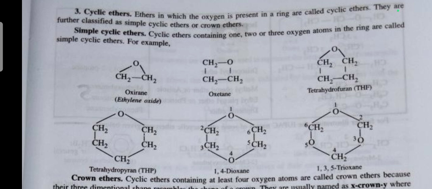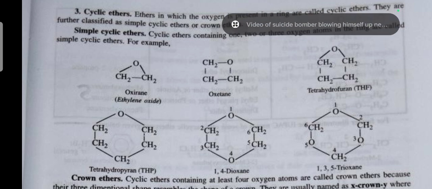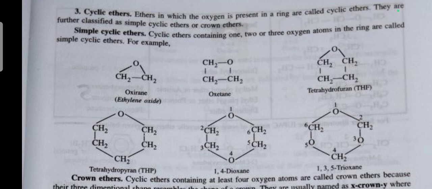Third, cyclic ethers. Ethers in which the oxygen is present in a ring are called cyclic ethers. They are further classified as simple cyclic ethers or crown ethers. Simple cyclic ethers. Cyclic ethers containing 1, 2, or 3 oxygen atoms in the ring are called simple cyclic ethers. For example, oxirane, oxetane, tetrahydrofuran, THF.